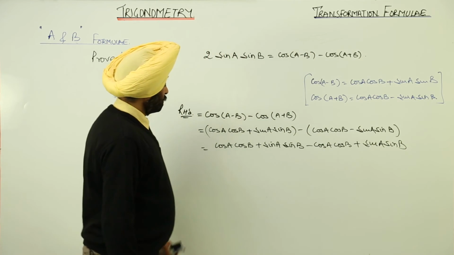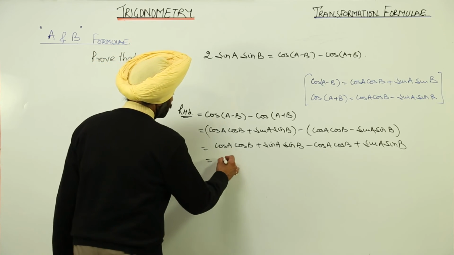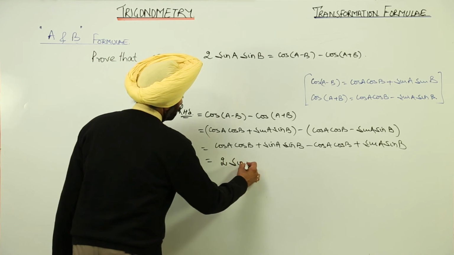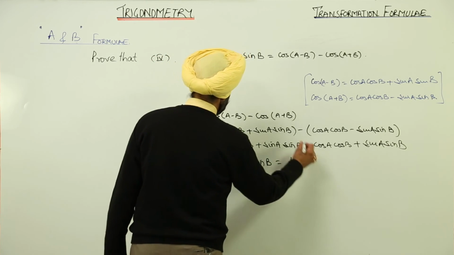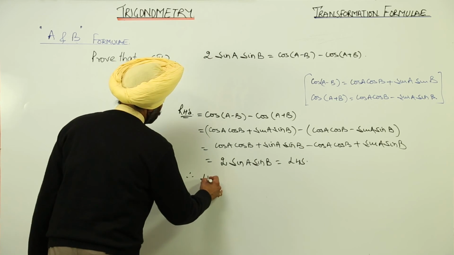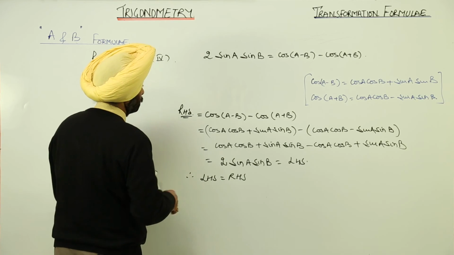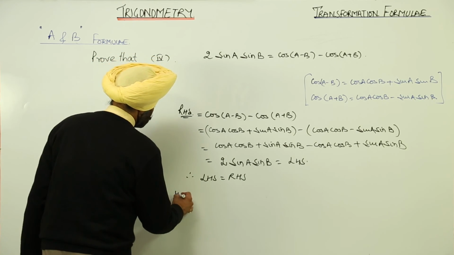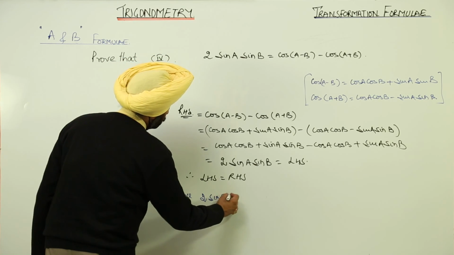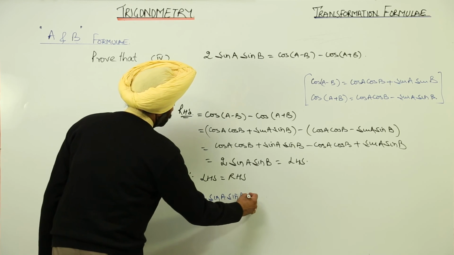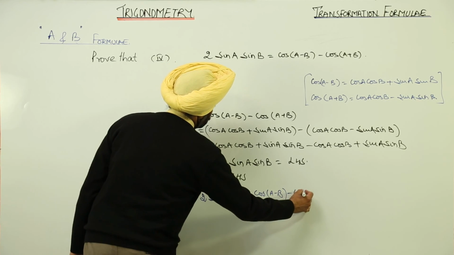Okay. Now these two are the same terms but opposite in sign. Okay. So we are left with twice of sin A sin B. This is equal to left hand side. Left hand side is equal to right hand side. Hence twice of sin A sin B is equal to cos A minus B negative cos A plus B.